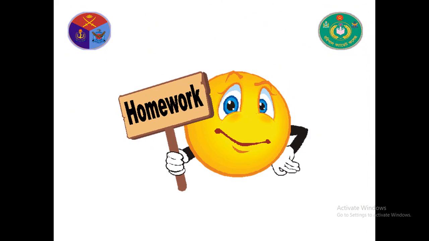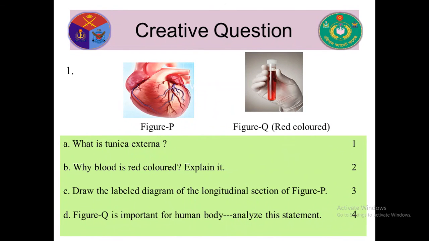Now your homework. First question: what is tunica externa? Number B, why is blood red colored? Explain it. Number C, draw the labeled diagram of the longitudinal section of figure P. Look, figure P. So figure P is heart. So you have to draw the longitudinal section, and label the different parts of this organ.